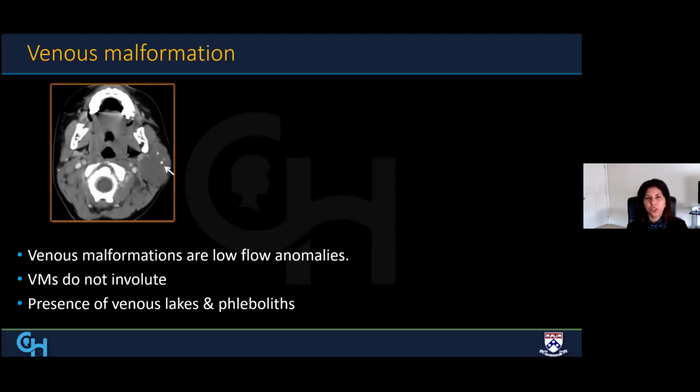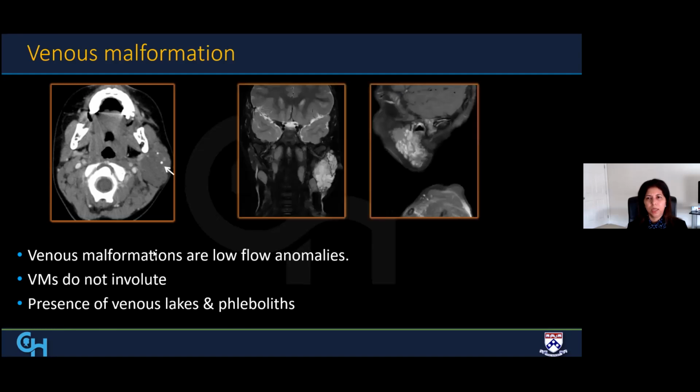The next group of benign tumors include the venous malformations. They are low flow anomalies. Venous malformations do not involute, unlike the hemangiomas, which we just saw. And it has a presence of venous lake and phleboliths. So you can see calcifications here in this patient, in this CT. And this is an example of a venous malformation on MR imaging. On MR, you can see these phleboliths or calcifications as dark signal areas, and you can employ the gradient echo or susceptibility sequences to check for the presence of phleboliths or calcification within.